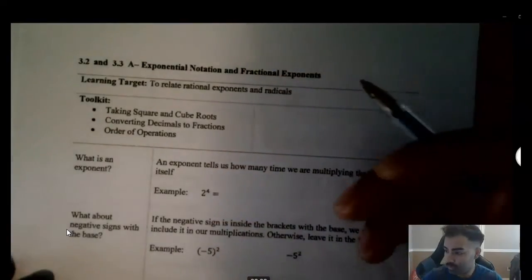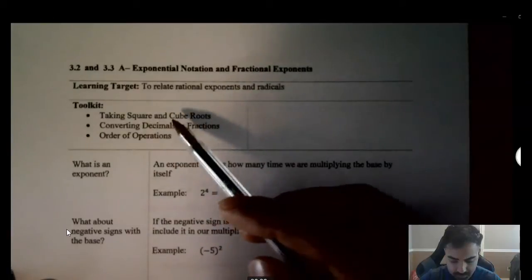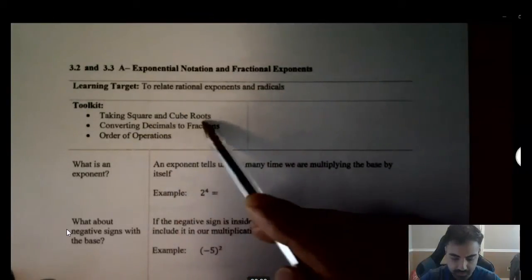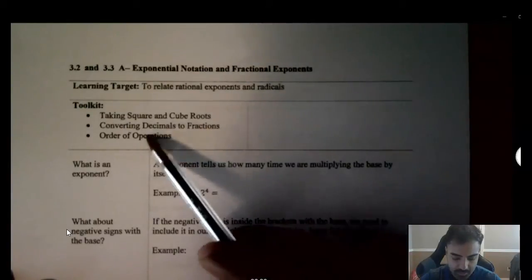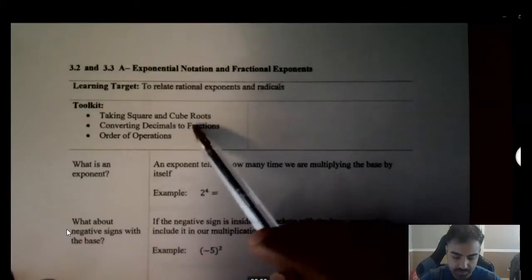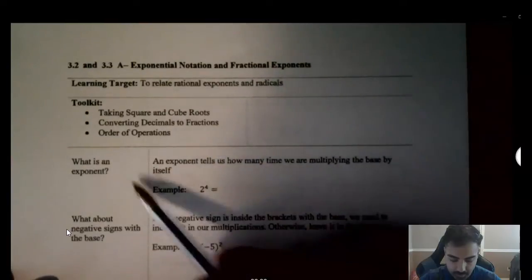Okay. So the learning target is to relate rational exponents and radicals. Toolkit: taking square roots and cube roots, which we just learned in section 3.1, so we should be okay with that. Converting decimals to fractions and order of operations. This is the kind of stuff we should already know how to do, BEDMAS. So, what is an exponent?